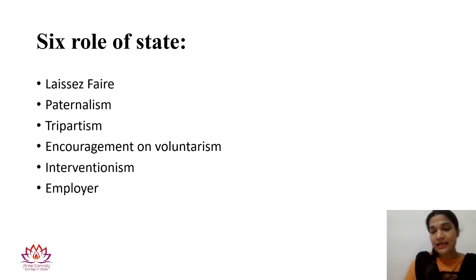So we can say that state intervention is required for building up sound industrial relations. The power assumed by the state to regulate labour relations varies from country to country.